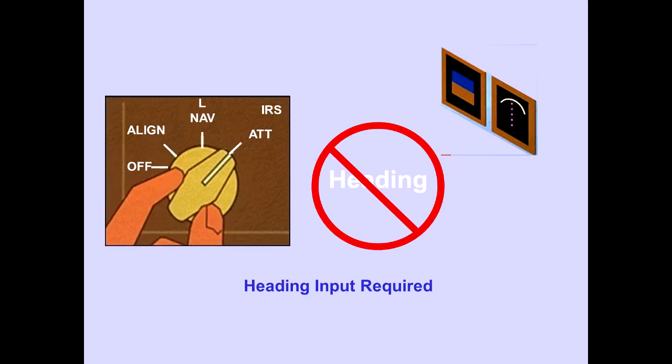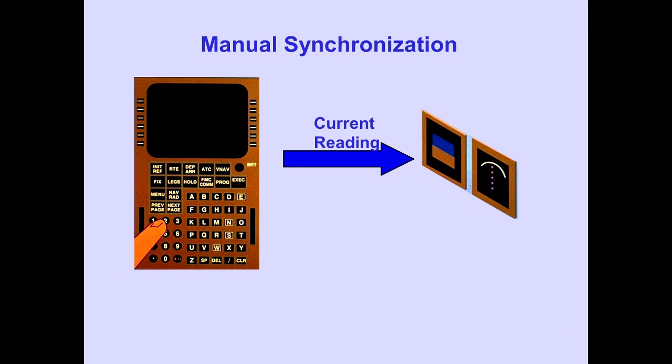While in attitude mode, the IRS will not supply heading to the flight instruments until an input is made to synchronize the heading reference. Manual synchronization of the IRS heading is accomplished by periodically entering a valid current heading in the FMS CDU. This heading is available for backup if all 3 IRUs fail.